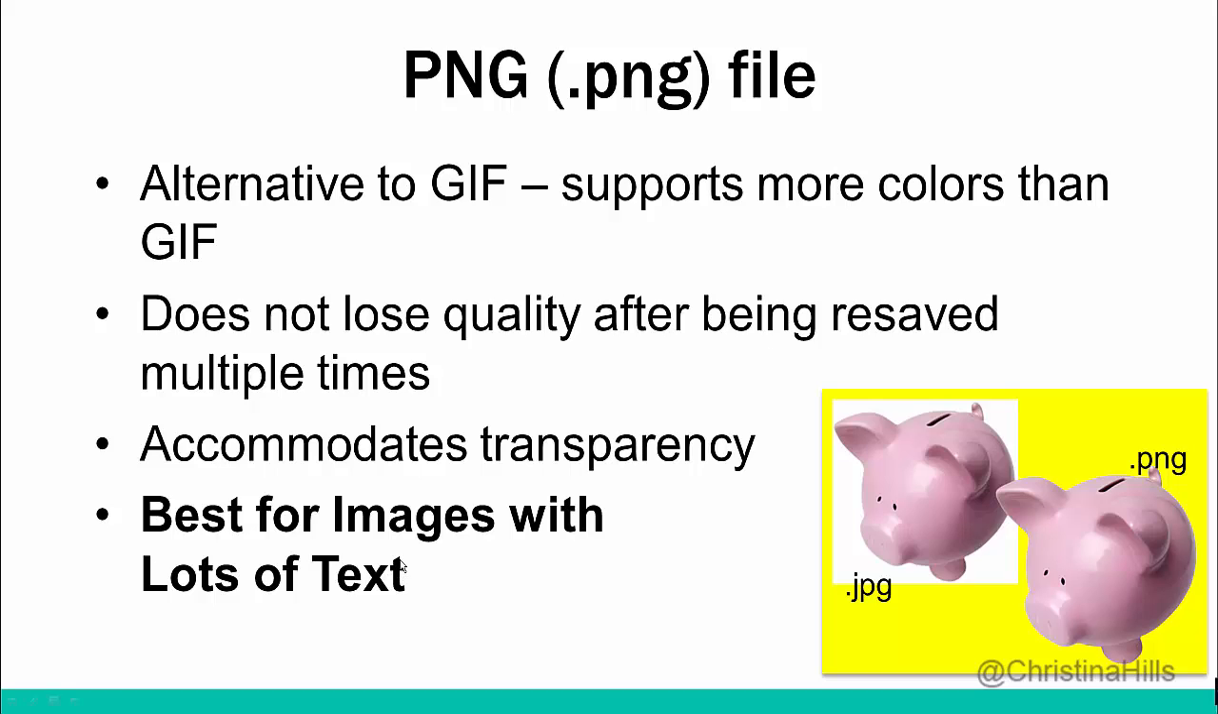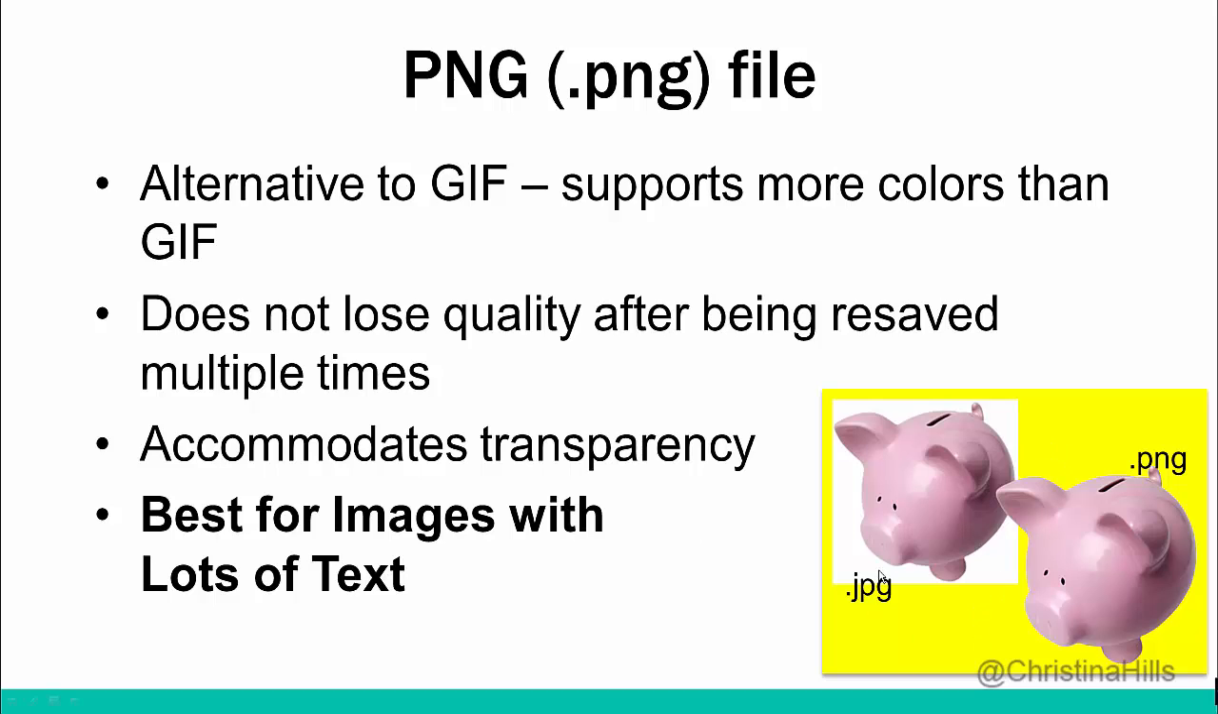This is best for images with lots of text. So the easy way to think about it is if your image is mostly a photo, you would want to save it as a JPEG. If it's got a lot of text, the text comes out crisper, you want to save it as a PNG.